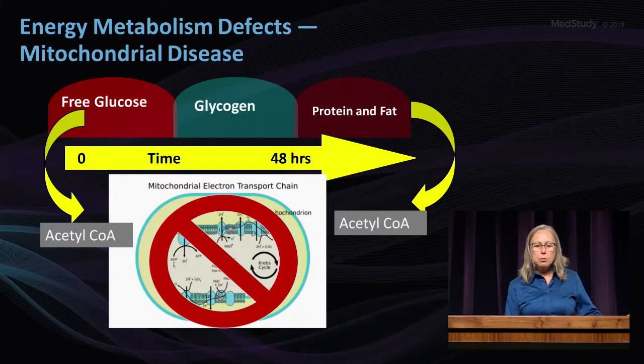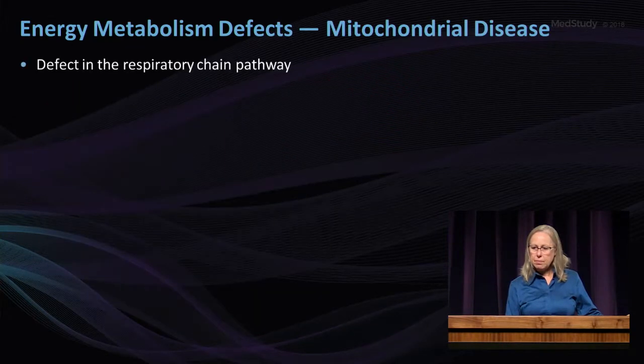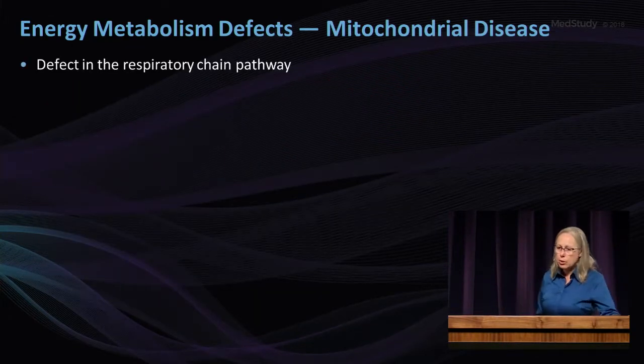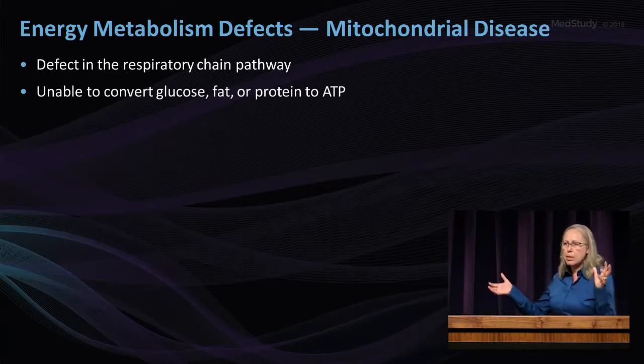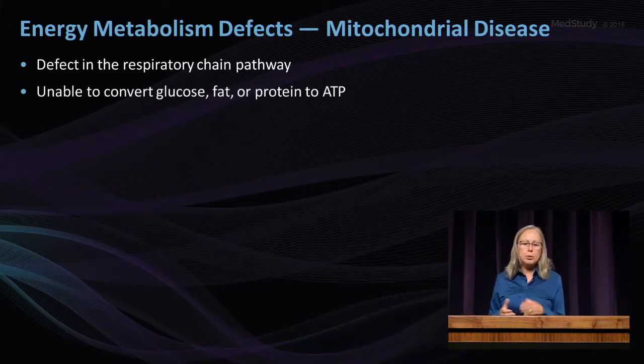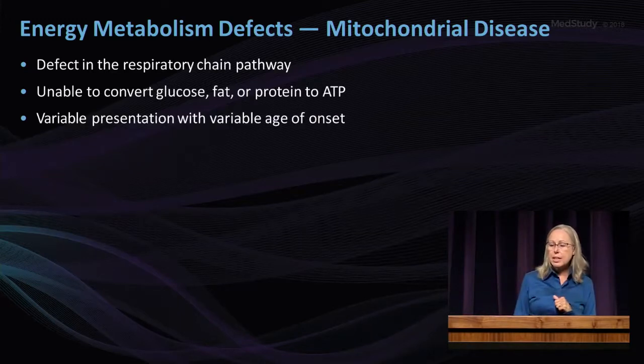All right, on to mitochondrial diseases. So there's a defect in the respiratory chain pathway. It's an end common pathway where you're unable to convert your glucose, fat, or protein to ATP. Variable presentation with variable age of onset.